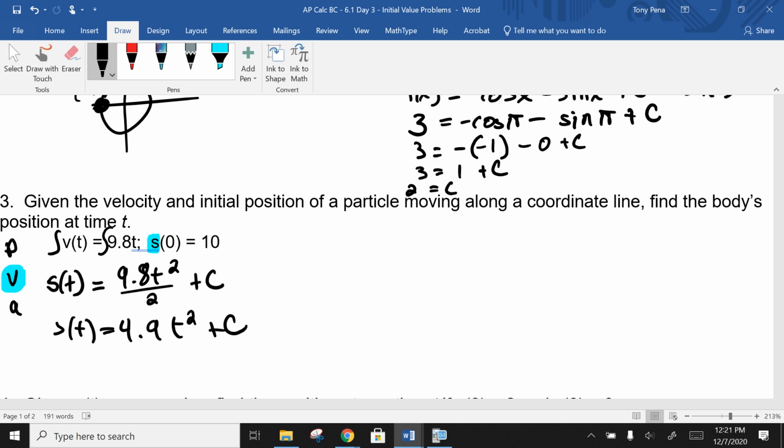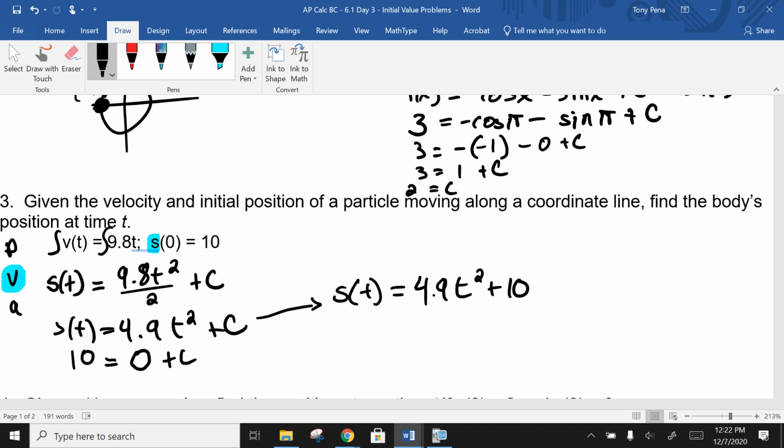And then really simple here, this is telling us if we let our time be a 0, so then this whole term is going to 0 out. At the time of 0, we knew our position was 10. So then we can go ahead and write this equation. My position at any time, which is what the answer to the question is asking you for, is 4.9 t squared plus a 10. So again, pretty simple stuff, hopefully.